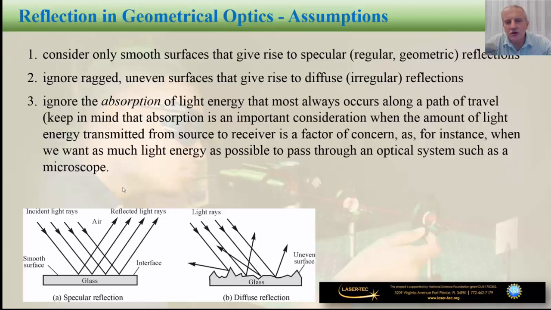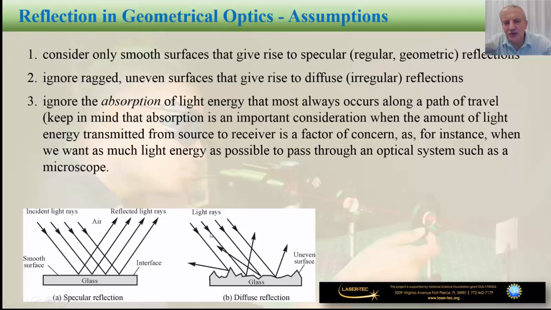So number one, we are going to consider only smooth surfaces that give rise to so-called specular reflections. You can see on the bottom the two visual representations of two different types of reflection, one being the specular reflection, another one being a diffuse. In the case of a specular reflection, you have a very smooth surface of glass. So the reflection is basically creating reflected light rays that are parallel to each other, while in the case of a diffuse reflection, we are dealing with more of a rough surface. So although the incident light rays were parallel, reflected light rays are not parallel anymore. They are basically diffused in many different directions.